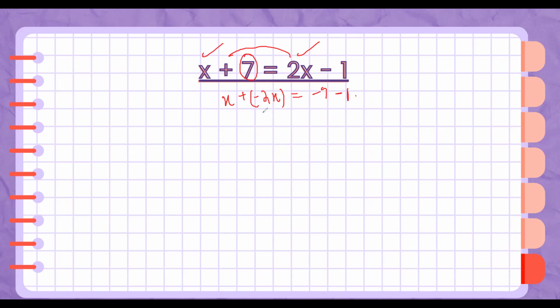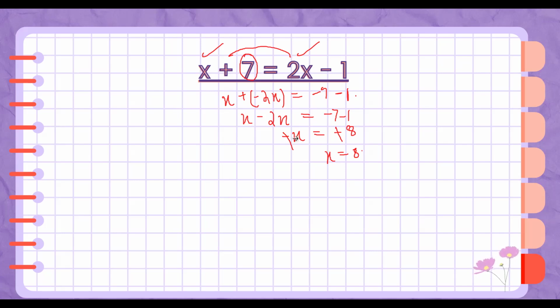Okay? Let's simplify the brackets here. Plus and minus is nothing but minus. So x minus 2x gives you minus 7 minus 1. So it is x minus 2x, which is equal to minus 1x or minus x. And minus 7 minus 1 is nothing but minus 8. So again, we'll simplify with the negative signs, we'll make it positive. So minus minus cut, it will be x equals 8. Okay, great.